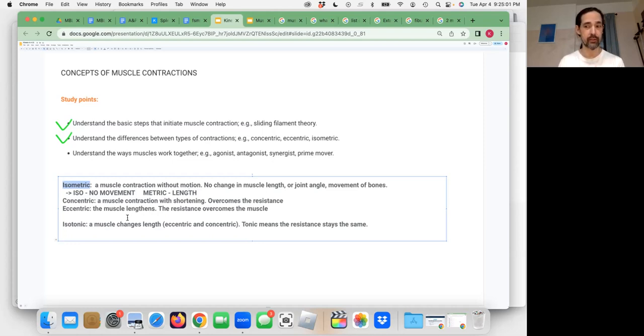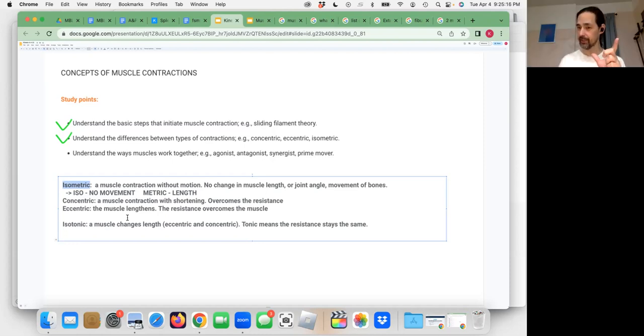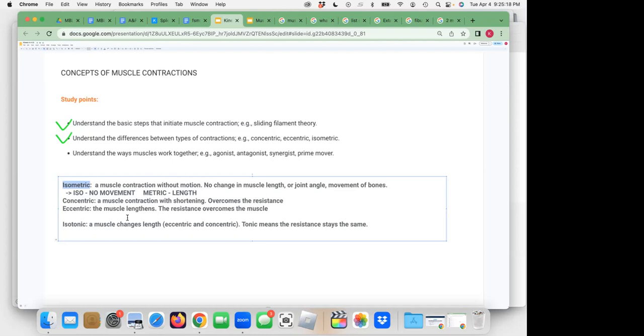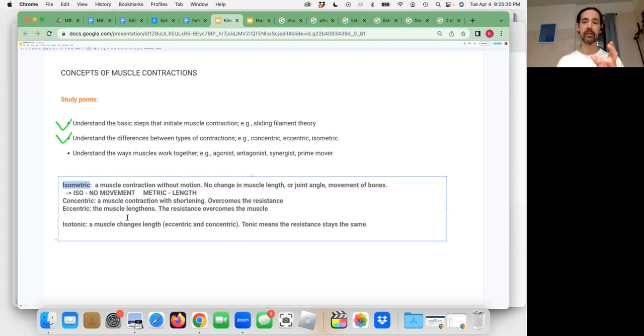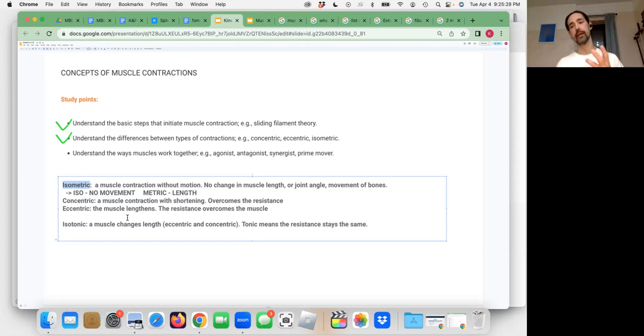Okay, now you tell me. Last time, okay? Tell me, what does isometric mean? Shortening, lengthening, or no movement in the length? No movement. Very good. And what does concentric mean? Shortening or lengthening? Shortening. Very good. And eccentric? Lengthening. Very good, Mint. You're 85% of the way there. Very good.